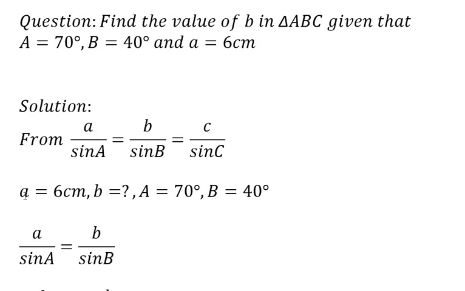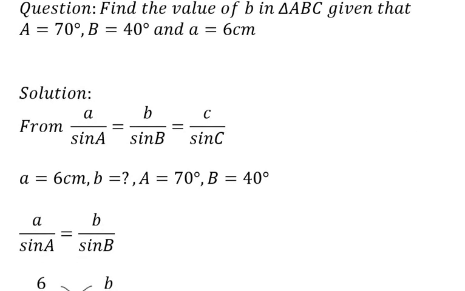Remember, we explained earlier that when you are solving a triangle and you want to use the sine rule, you must be given two angles and one side. And we know that a triangle will always have 6 elements. So we have our small letter a to be 6 centimeters. Our small letter b we don't know; that's what we are asked to look for. Then our capital letter A is the angle 70 degrees, and our capital letter B is the second angle, 40 degrees. So we'll be making use of a over sine A equals b over sine B.